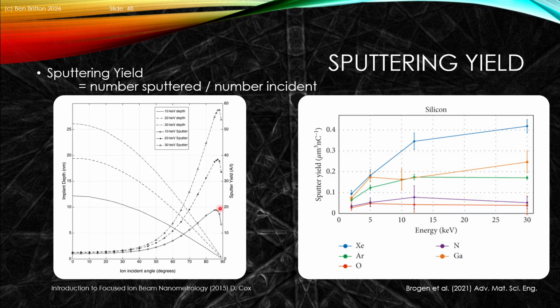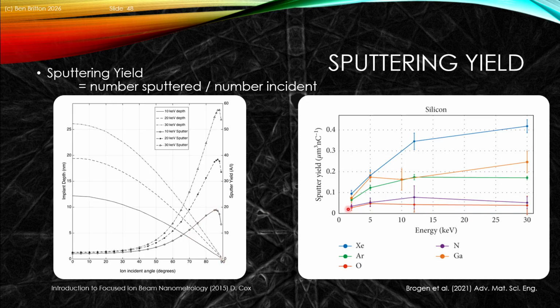This is going to be super important when we're polishing the surface of our materials. What we also have is that the implantation depth at higher angles is significantly lower. And again, that's very useful for polishing, especially of thin lamella or other such samples.